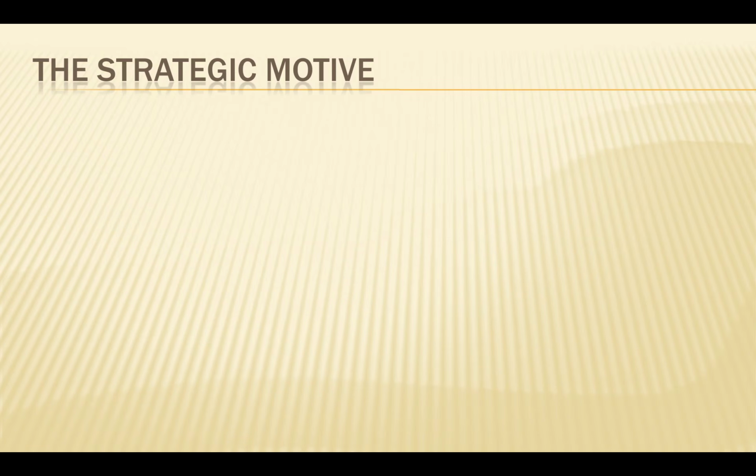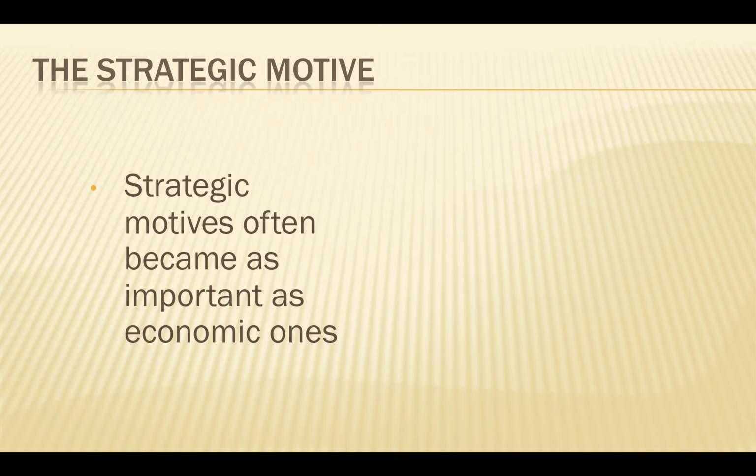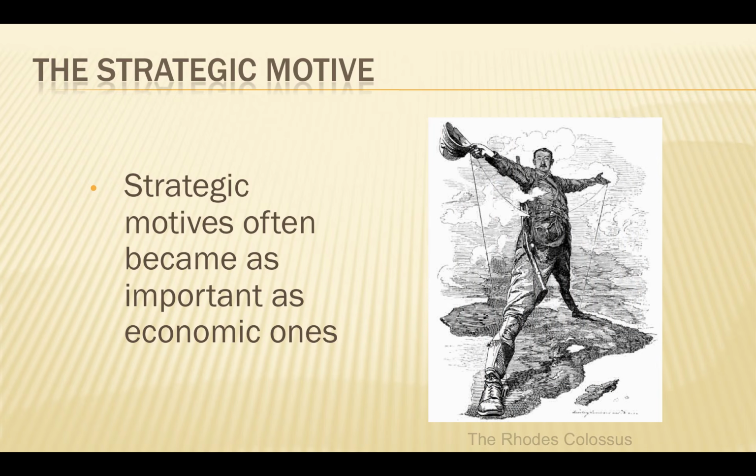The strategic motive is the second main motive for imperialism. This motive is almost as important as the economic one. In the strategic motive, countries acquire other territory to protect the mother country, her colonies, and their lines of communication. On the picture on the right is Cecil Rhodes, a British explorer who helped build the telegraph line from Cairo to Cape Town.